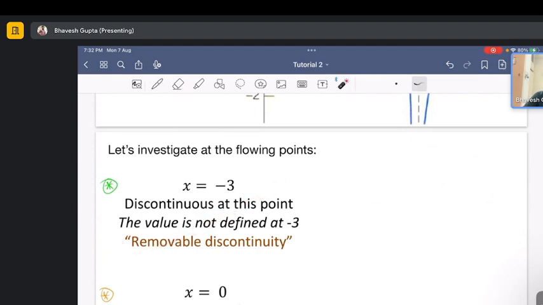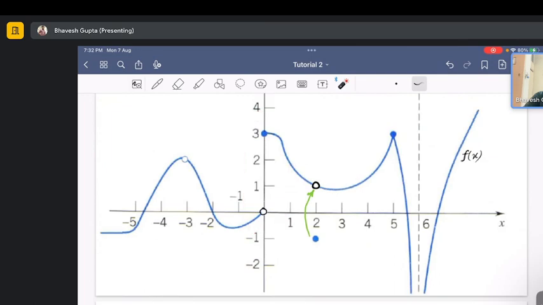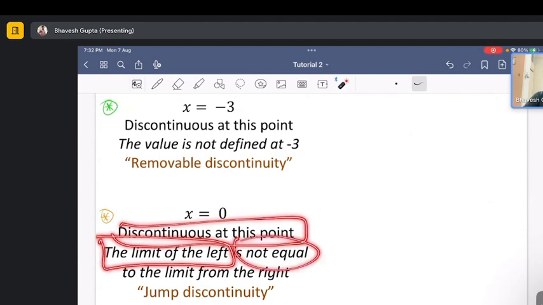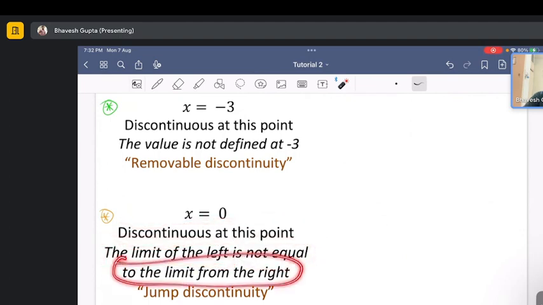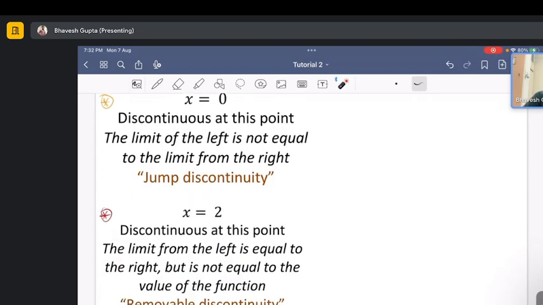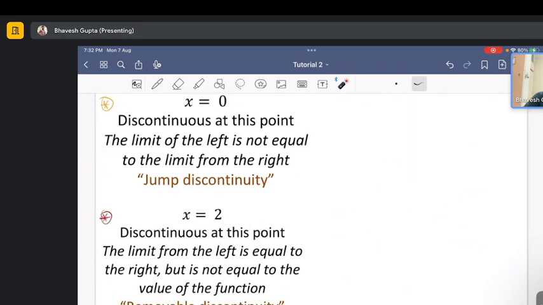So what does this mean? Now I'm looking at this case. This case is simple, right? It is discontinuous at this point, but the limit of the left hand is not equal to the limit of the right hand, since there is a jump discontinuity. We call this a jump discontinuity, and you cannot remove those discontinuities. And at x equal to 2, we have something called removable. I will not discuss it again, everything is written here.